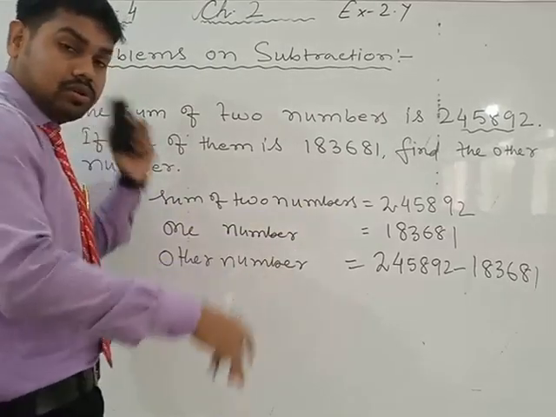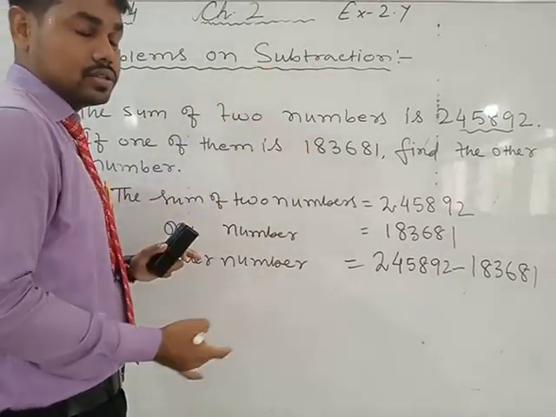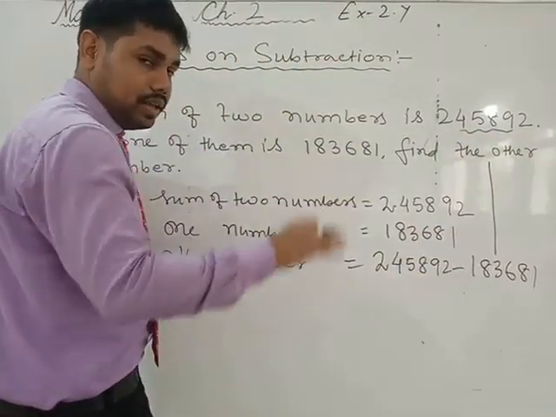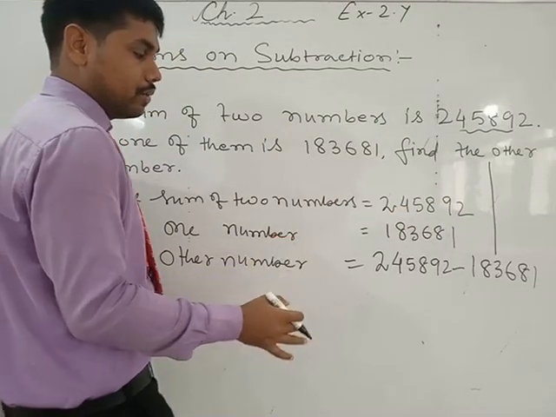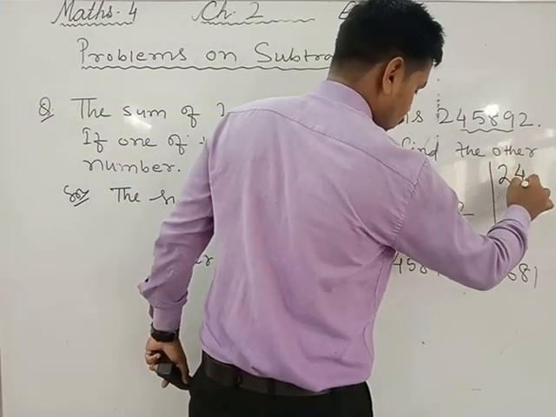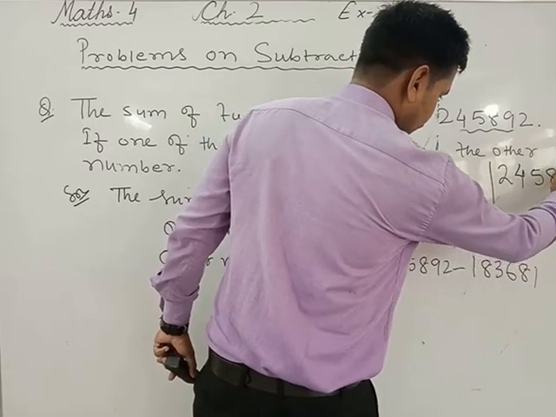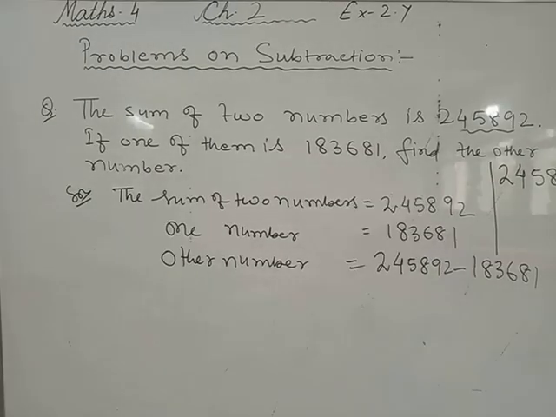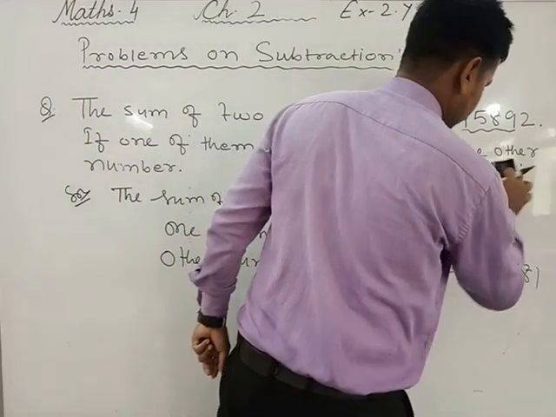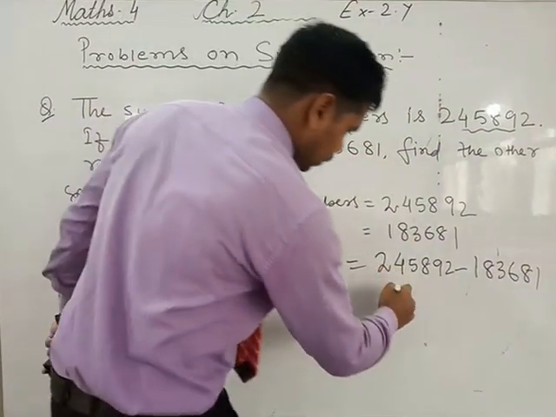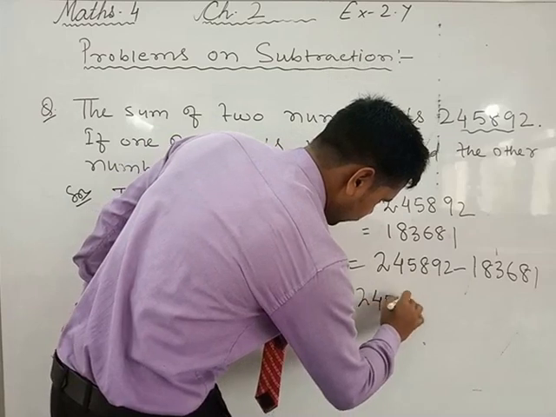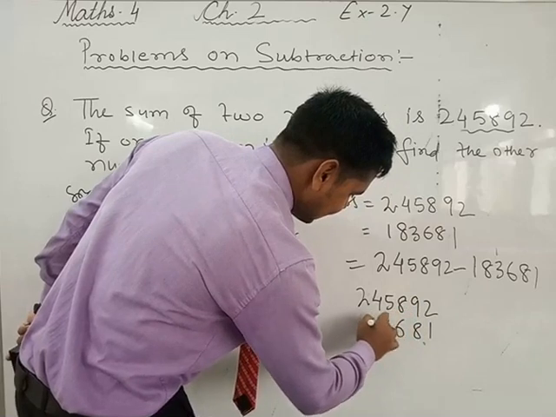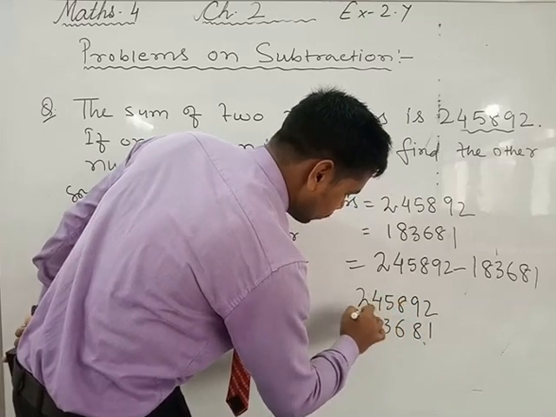The addition also you have to do here only. You don't need to do it anywhere else. So here we will do the subtraction on the right side of the word problem, or wherever you are doing it. But as we don't have space on this side, I am doing it here only. So 245892 minus 183681.